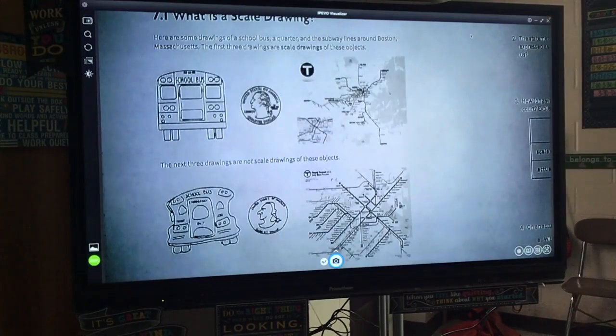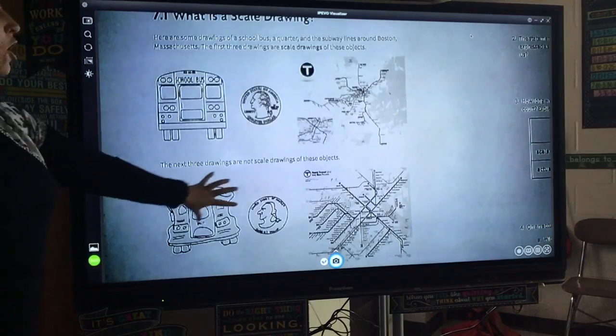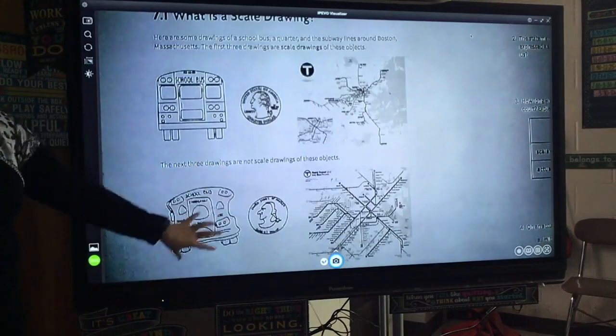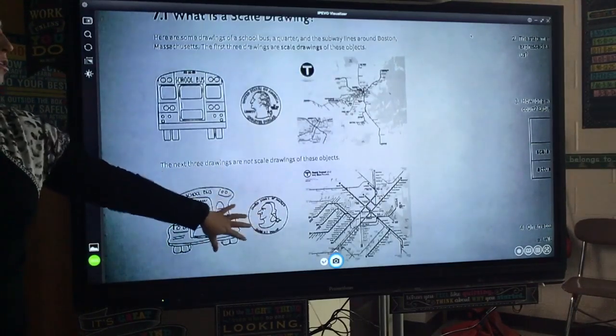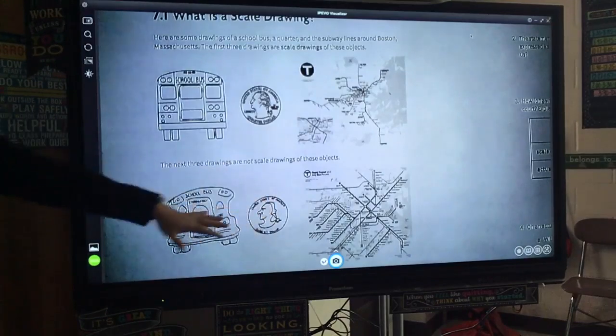Alexa? Because they're not the original copy. Right, because if we were looking at an original copy of a school bus, it would fill the entire room. Or a quarter is actually going to be a little bit bigger than that one. Or the subway map is going to be very large. So yes, these are all scale drawings. Now, the next three are not scale drawings of these objects. So still school bus, still quarter, still a subway map.